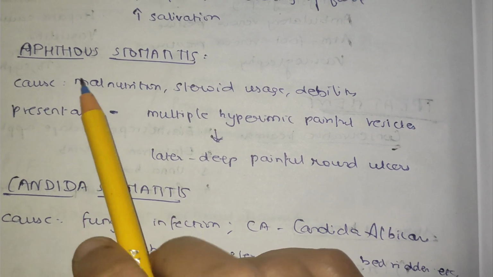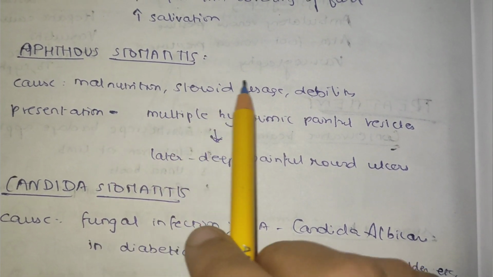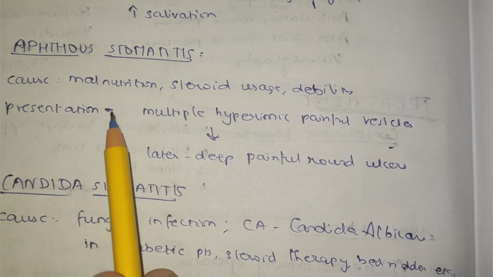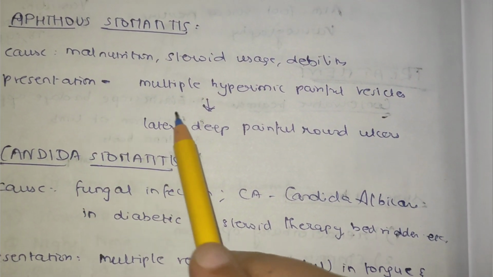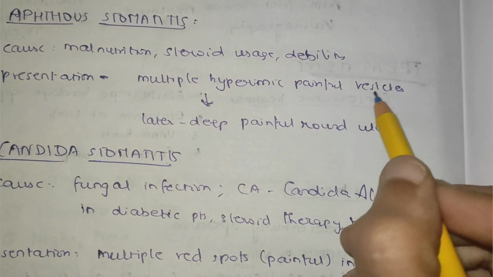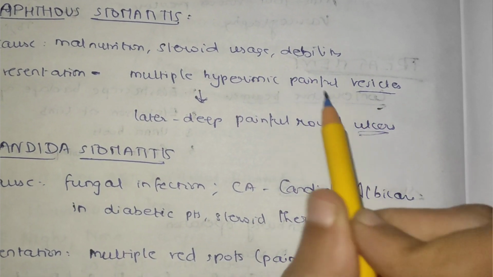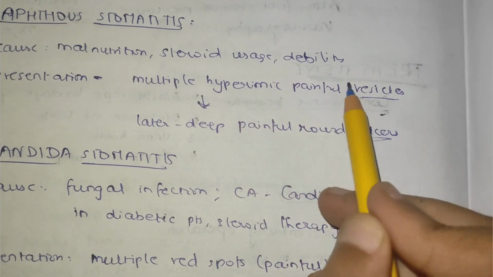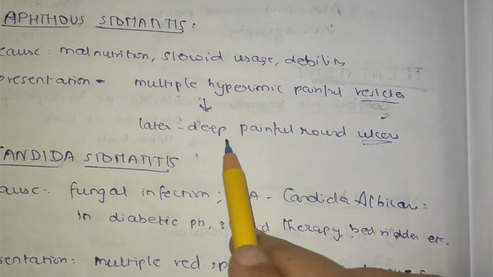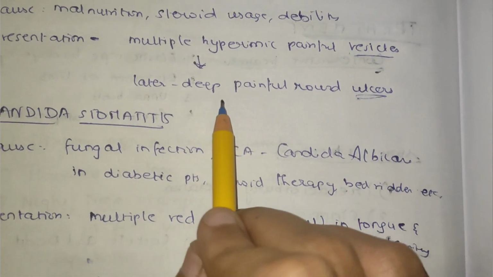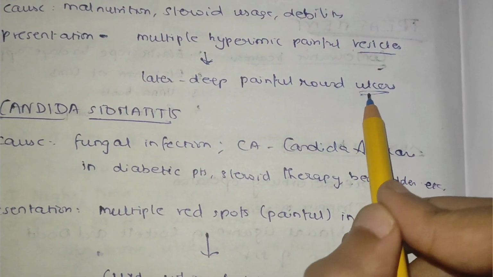The next one is the aphthous stomatitis. The cause is due to malnutrition, steroid usage, or debility. So this is the cause for aphthous stomatitis. Presentation is aphthous stomatitis presents as multiple hyperemic painful vesicles. First it forms vesicles and later it develops into ulcers. So multiple hyperemic painful vesicles are initially developed and later it develops as deep painful round ulcers. So first vesicles are formed and then progress to ulcers.